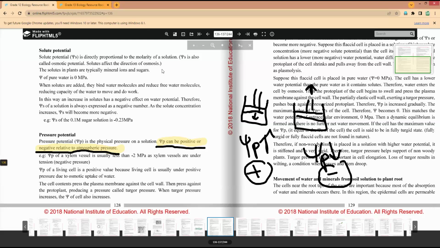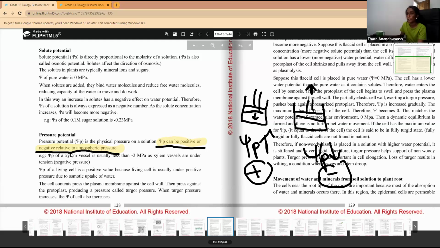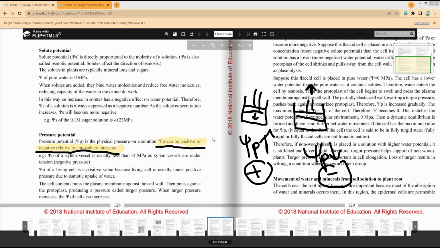It says in the example, psi of a xylem vessel is usually less than minus 2 megapascals as the xylem vessels are under tension, that means negative pressure. Water is pulled upwards like in the second instance, due to transpirational pull. Therefore, it is a negative value in the xylem vessels in the plant. Now, did you understand why psi p is negative? Yes, teacher. Then write the question.